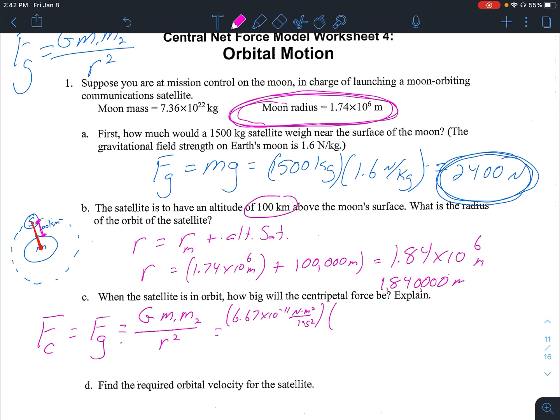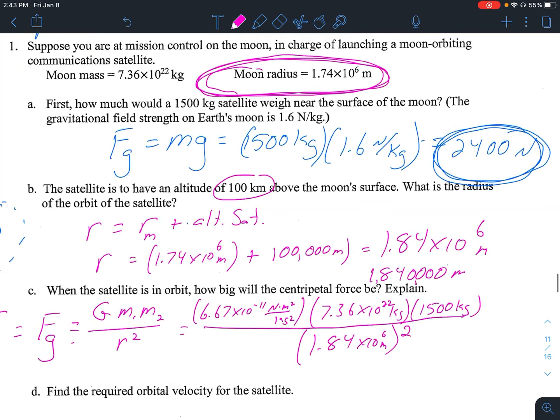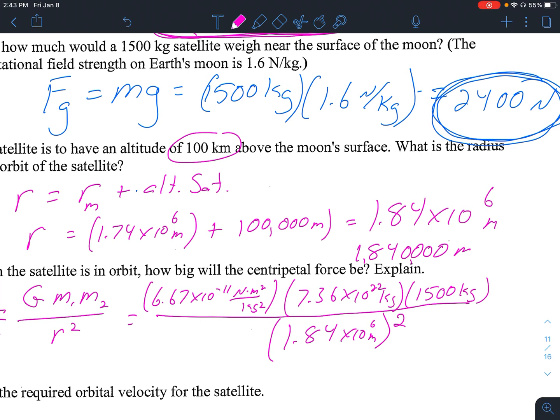We have the mass of the moon, given at the top of the paper, and the mass of the satellite, given in part A, all divided by our radius, which was purposeful in part B to make sure that we had that big value. And we have to square that. There are a lot of buttons you have to push to enter this into a calculator, so the chances of being wrong are very high, especially if you're not sure how to use your calculator with exponential or scientific notation.